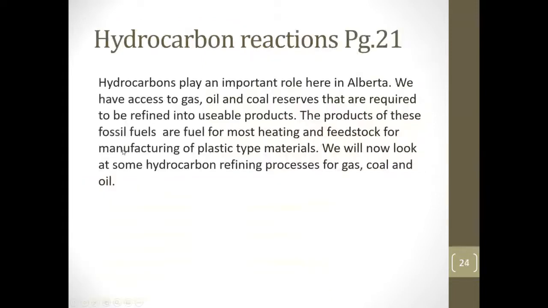The next section, next objective here, deals with hydrocarbon reactions, and this is basically bread and butter here in Alberta for sure. Hydrocarbons, of course, play an important role here in Alberta. We have access to gas, oil, coal, all of these things we refine into usable products. The products from these fossil fuels, all of them based off of carbon, are used for heating and feedstock for manufacturing plastic and many different types of chemicals here in Alberta. So we are going to now look at some of the hydrocarbon refining processes for gas, coal, and oil. So we'll do it in little chunks here.